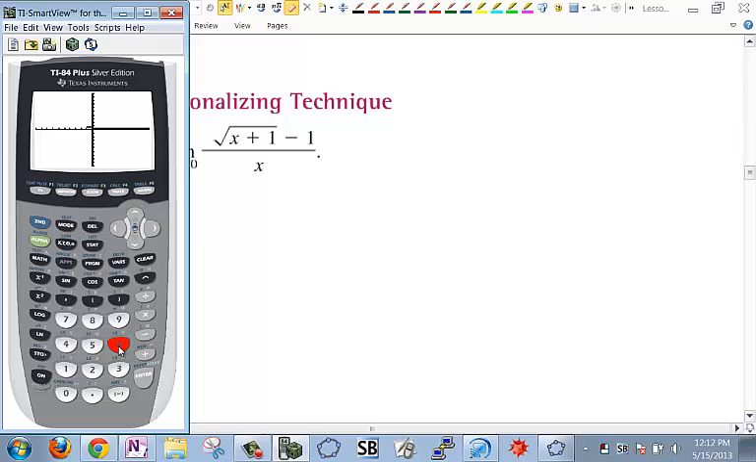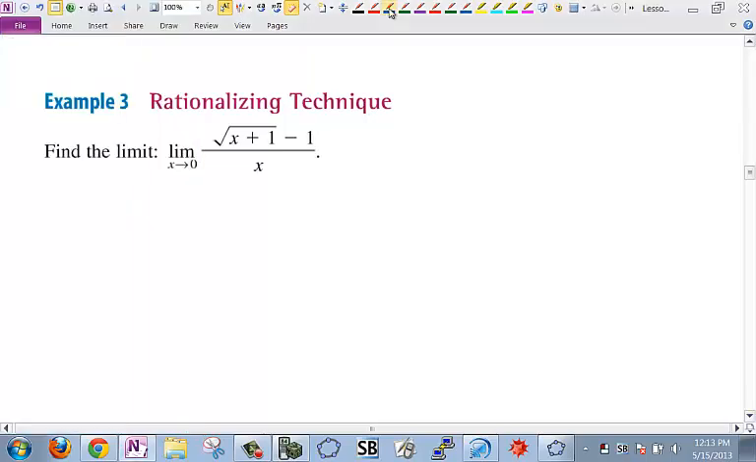That's a weird thing. Let's trace really close to 0, 0.00001. And I'll put 0.4999875. That was to the right of 0. I'm going to try one to the left of 0. Negative 0.0001. 0.5000125. So what do you think? 1/2. Looks like another one with an answer of 1/2. So I'm going to guess that the answer is 1/2.